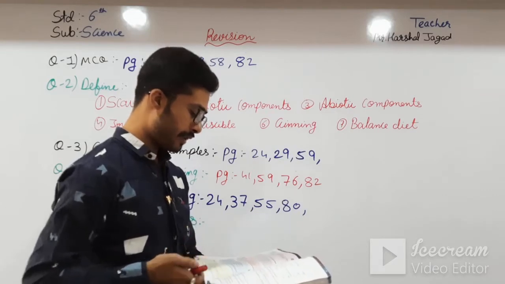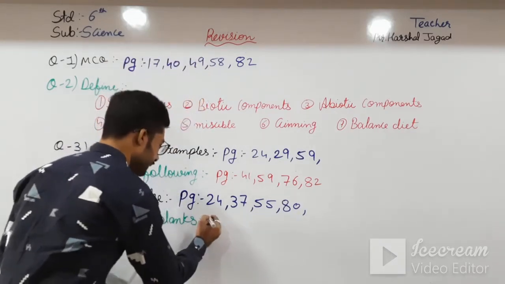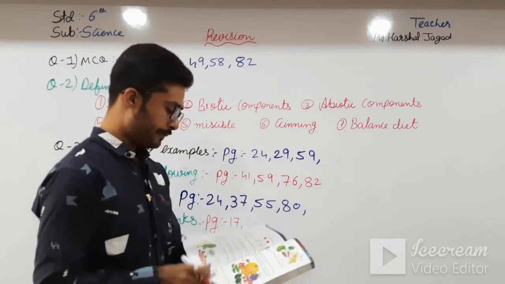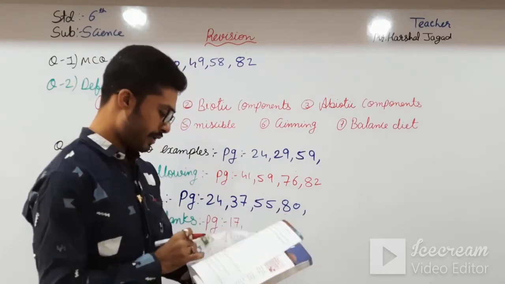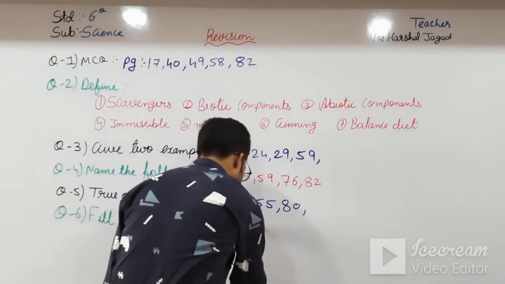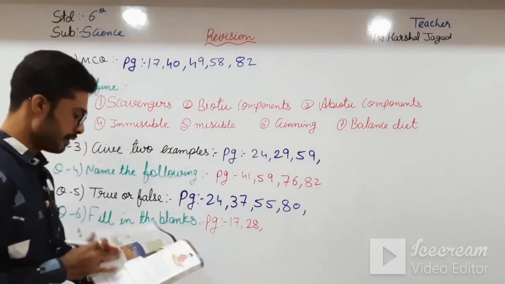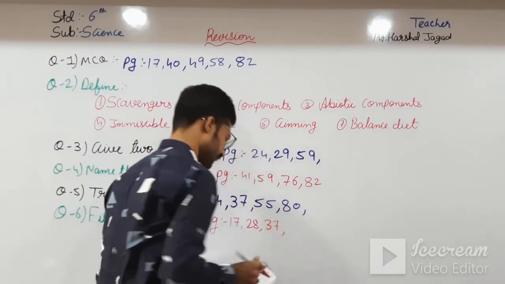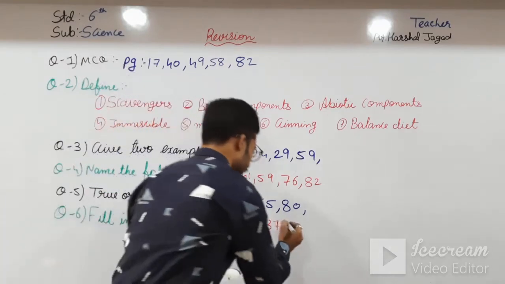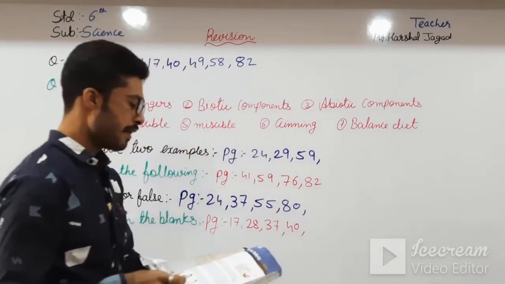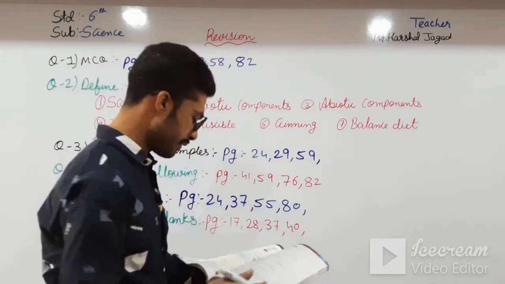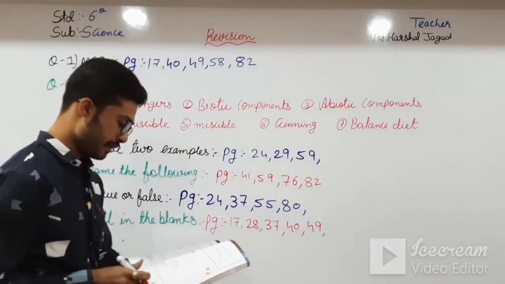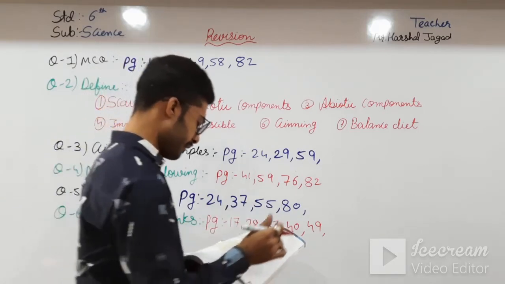So here there is fill in the blanks on page number 17. Page number 17. Moving forward, it is on page number 28. From chapter number 3, it is on page number 37, and also page number 40. Moving towards chapter number 4, it is on page number 49. Moving towards chapter number 5, that is on page number 59.